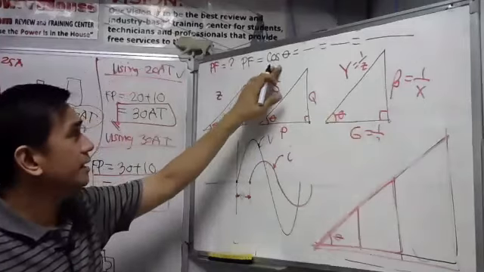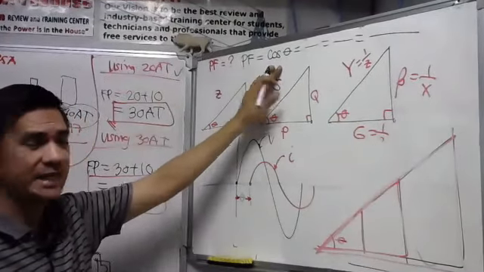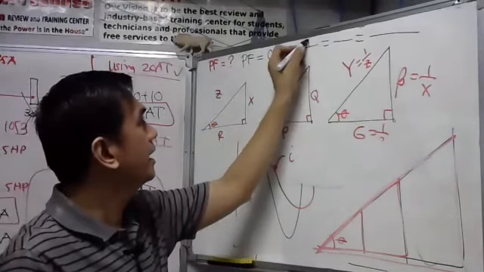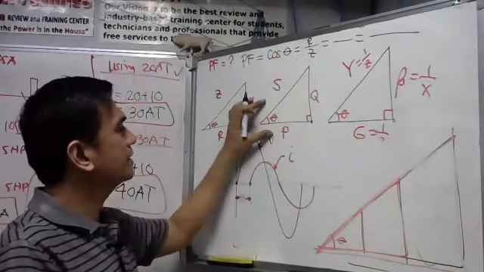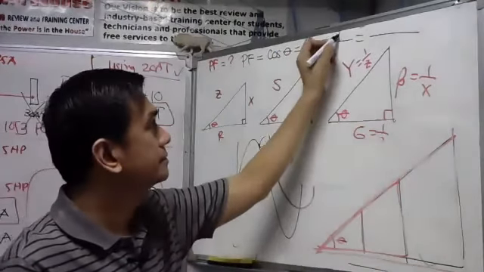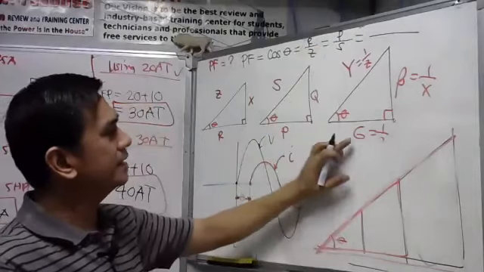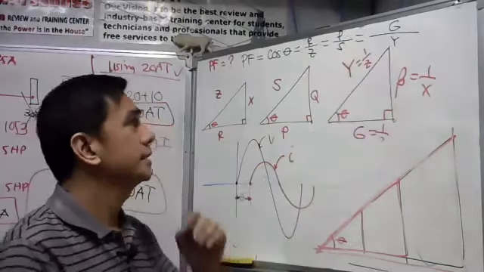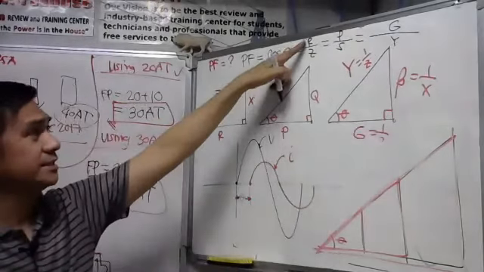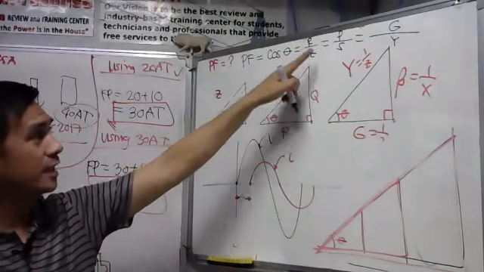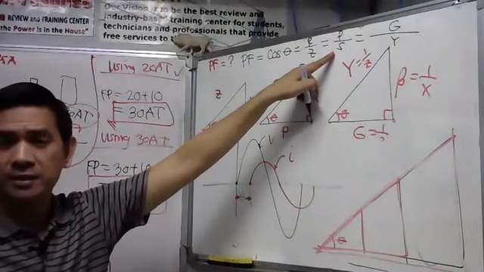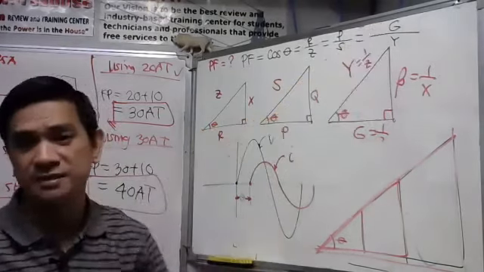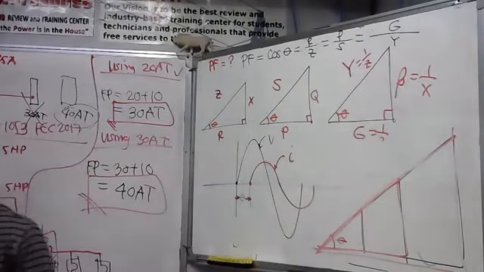What is cosine theta? Cosine is adjacent over hypotenuse. In the impedance triangle, it is R over Z. In the power triangle, it is P over S. In the admittance triangle, it is G over Y. So it is the ratio of the resistance to impedance, also equal to the ratio of the real power to the apparent power, also equal to the ratio of the conductance to the admittance. And that completes my answer.